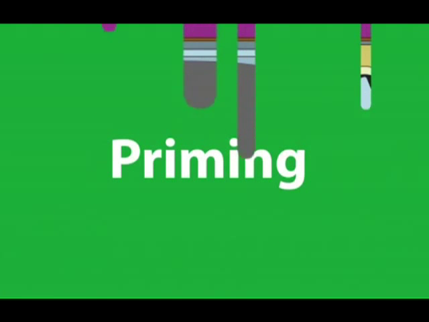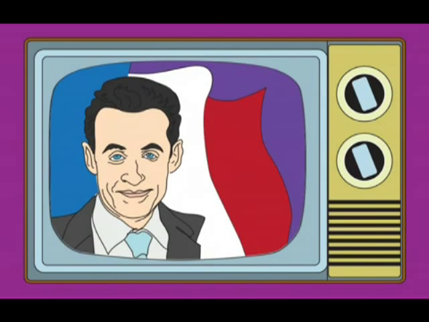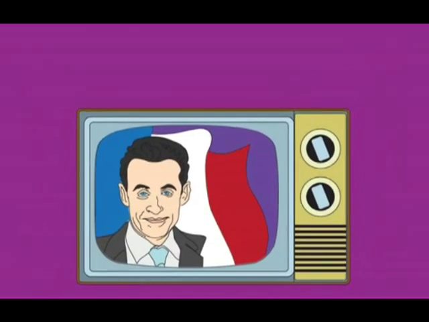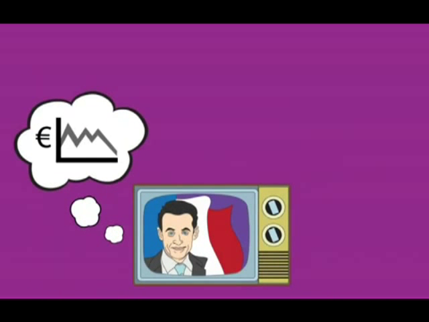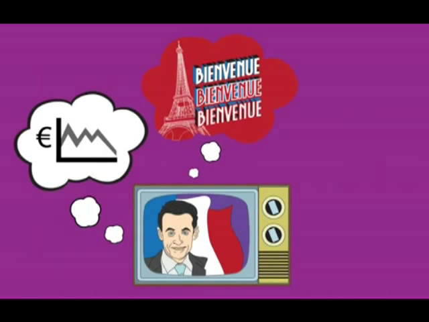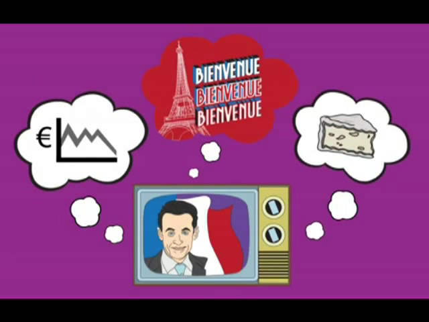Priming. Media messages may help us to recall old ideas, knowledge, or experience. For example, a news story about the French presidential election might trigger thoughts about the French economy, memories of a trip to Paris, or remind a person to put brie on their grocery list.